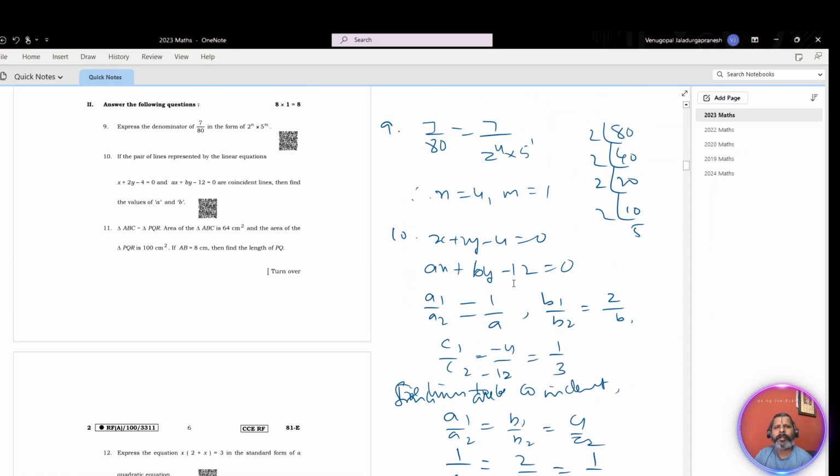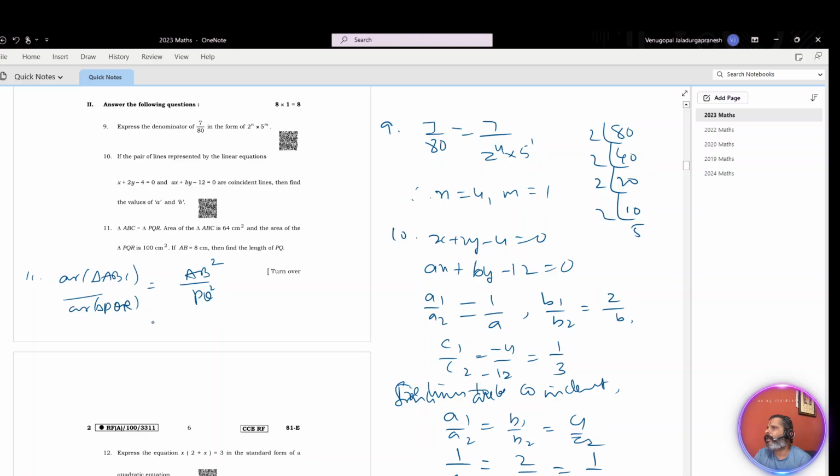This is not there in the syllabus, but we can solve it. I'll solve it here itself. Check: the area of triangle ABC by area of triangle PQR, this is the formula. If triangles are similar, this concept is not there in 2025, it is removed actually. Since it is a 2023 paper, we are solving this. The ratio of areas of similar triangles is equal to the ratio of the squares of the corresponding sides. So what's the corresponding side here? AB square by PQ square.